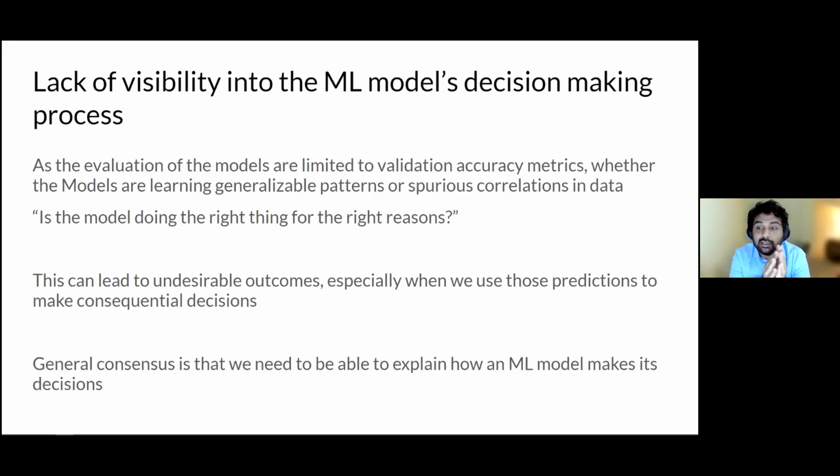Especially if you are making decisions that can impact someone's life. Imagine, machine learning models are being used to make decisions about loans, about credit cards, and even in the US, for making bail decisions. Whether someone who has an allegation against them should be granted bail or not. So these are very consequential decisions that are being made using these machine learning models. So it's very imperative that we have some insight into what the machine learning model is learning. Without any surprise, there's a general consensus in the community that it is necessary to be able to explain how a machine learning model makes its decisions.